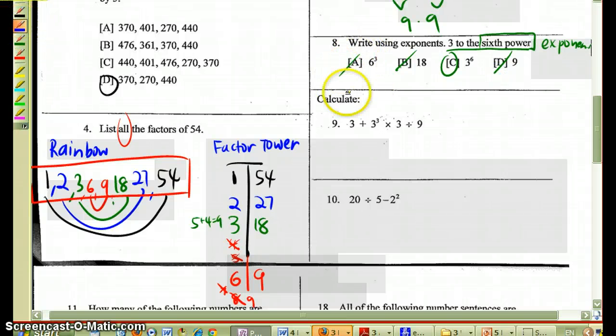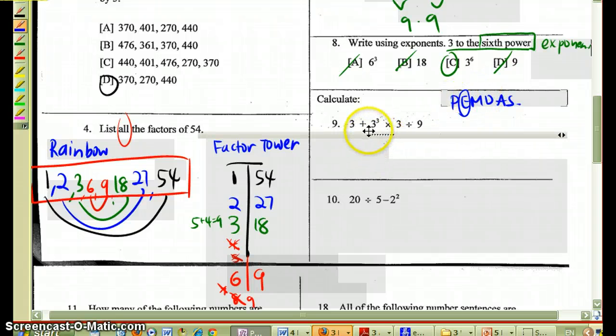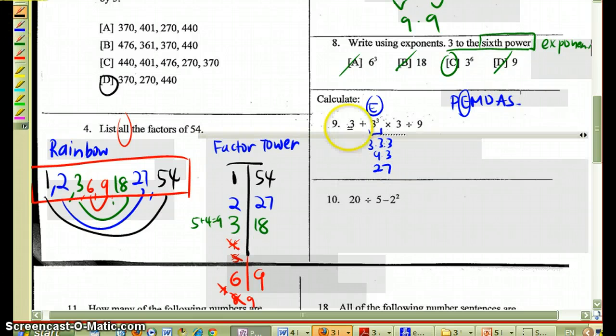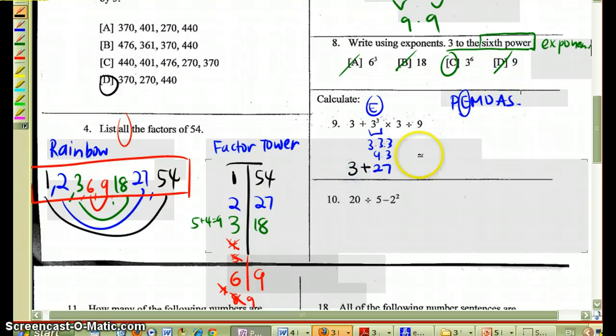Number 9, we need to follow PEMDAS in this question, making sure that we understand that exponents is after parentheses but before multiplying. So I would do that part first here, the exponent. So 3 times 3 times 3 is going to give us 9 times 3, which is 27. So I'm going to rewrite the whole question. 3 is going to add with 27, multiply with a 3, and then divide with a 9.